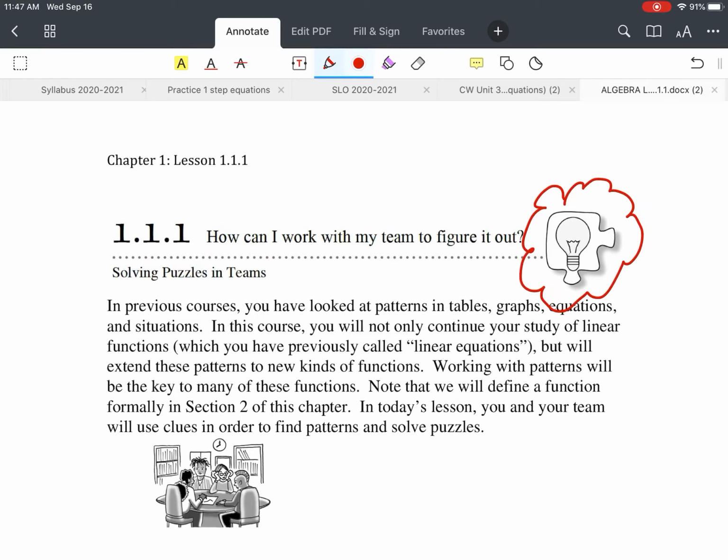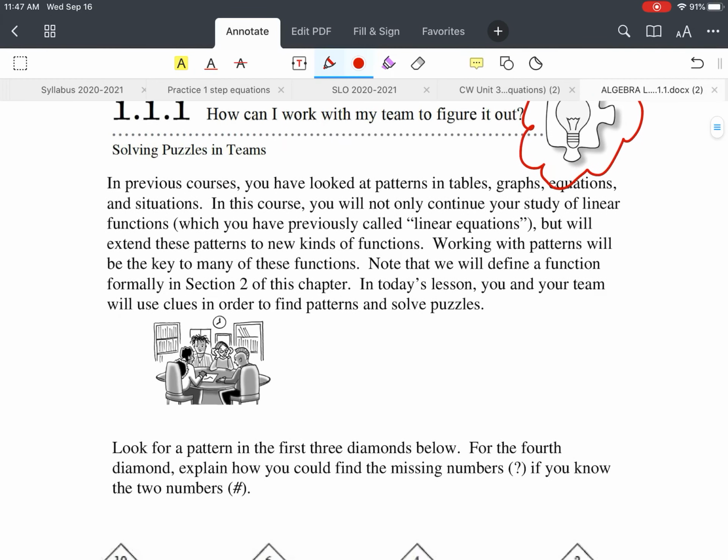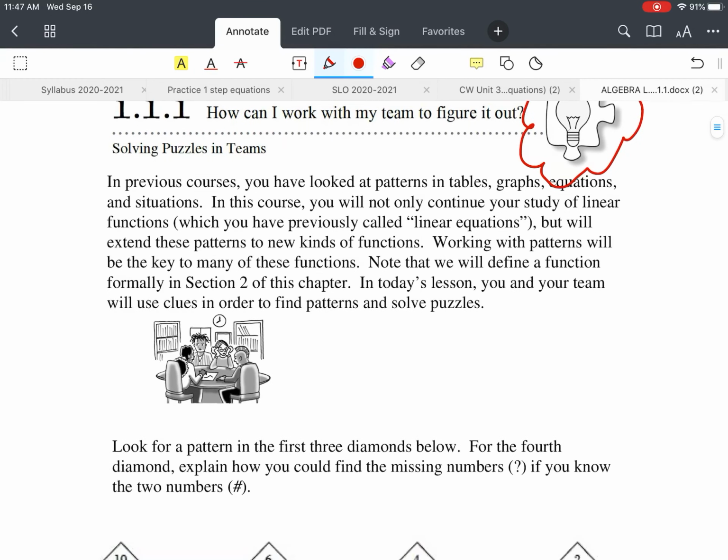1.1.1. And it says, how can I work with my team to figure it out? Solving puzzles in teams. I'm going to read that paragraph to you. Again, if we were in class, I would be asking one of you guys to read that. In previous courses, you have looked at patterns in tables, graphs, equations.